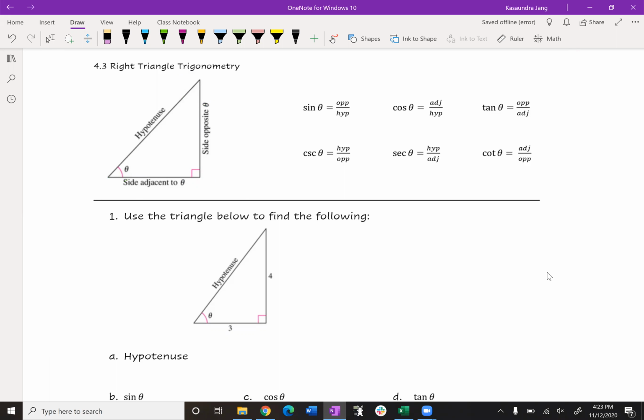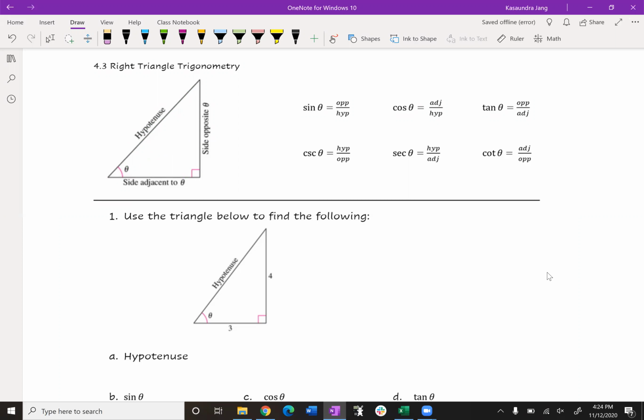And then based off where theta is, you have the side opposite of theta and the side adjacent, or next to, theta. Beware, the hypotenuse here is always across from the 90-degree angle. Sometimes people think the hypotenuse is the adjacent side because it is next to theta, but your adjacent side is not the hypotenuse. It's got to be this other remaining leg of the right triangle.